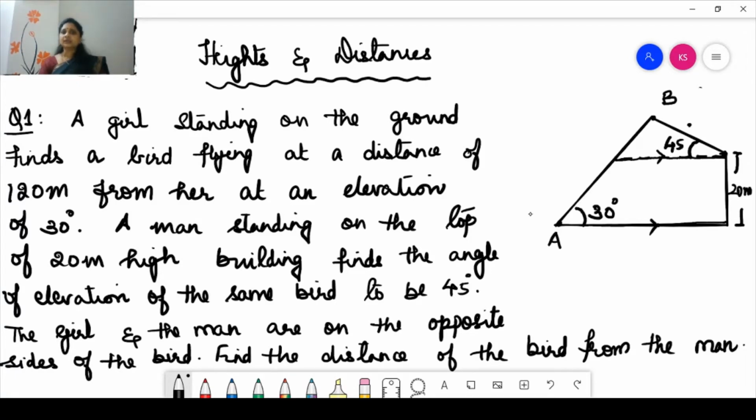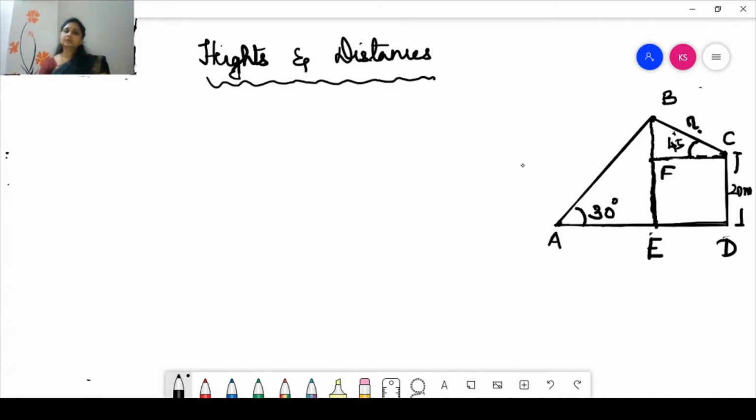The girl and the man are on the opposite sides of the bird. Find the distance of the bird from the man. So you're supposed to find this distance of the bird from the man. So let's quickly mark the figure that we have. We have already marked B there. So let this be C and let this be D. The bird was said to be flying at a distance of 120 meters from the girl. So this distance of the bird from the girl is going to be 120 meters.